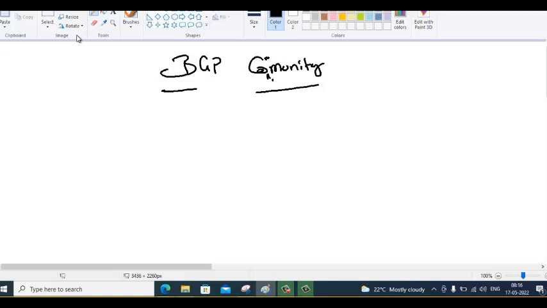So if you have something common for a network, you tag it with a value so that it can be identified in a group. Let me make it very easy for you now.